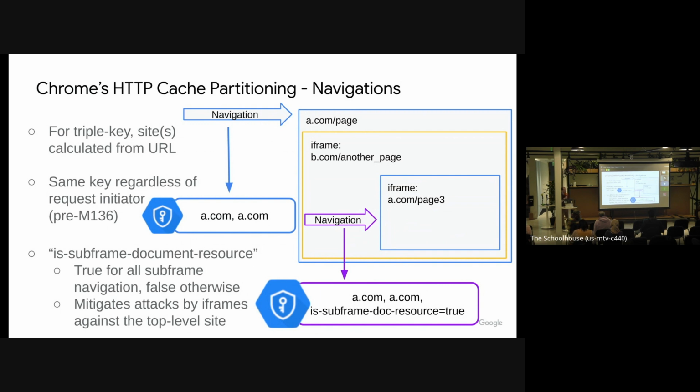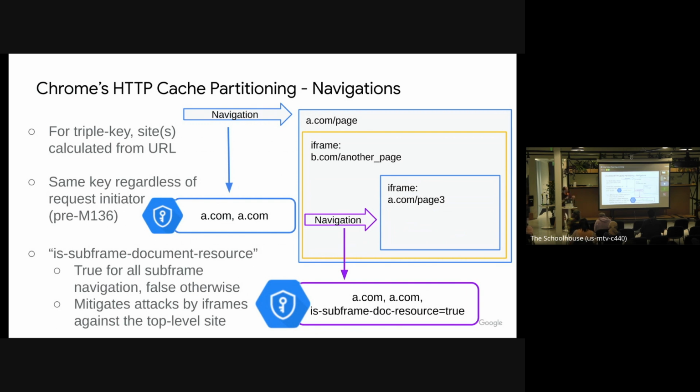There's one other thing for navigations. There is an existing security mitigation for certain types of attacks, where for navigations that load a subframe, so that load an iframe document, a Boolean called isSubframeDocumentResource is set to true, and is false otherwise. This prevents certain types of attacks where an embedded iframe might try to attack the top level that it's embedded in. And that's what you see in the rest of the example here. So we have a middle iframe b.com.